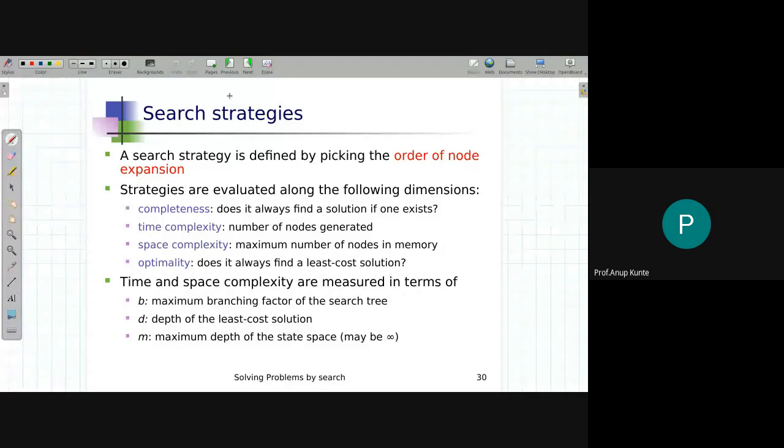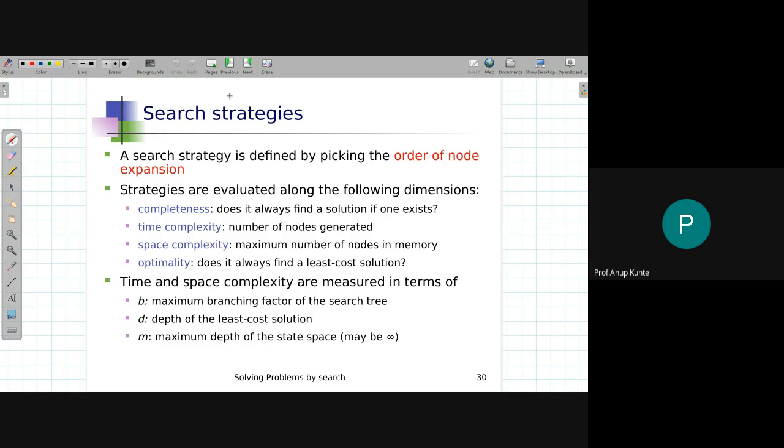have different search strategies. So before going to the discussion of search strategies, these definitions are very much important to understand and be able to compare which search strategy is better over the other search strategy. So the first and foremost thing is, what is exactly a search strategy? Search strategy is defined by the means of picking the order of expansion of node.